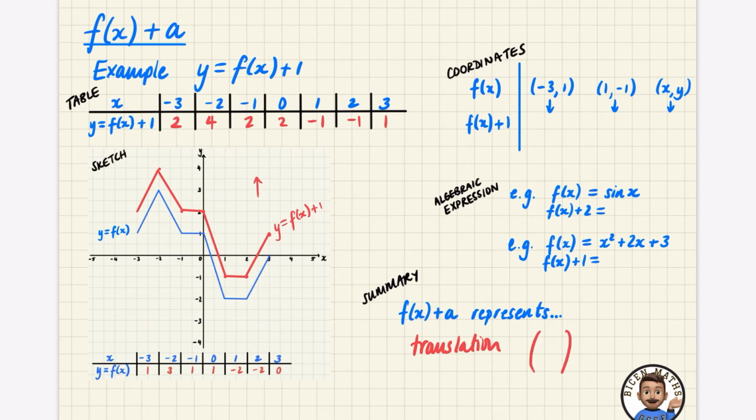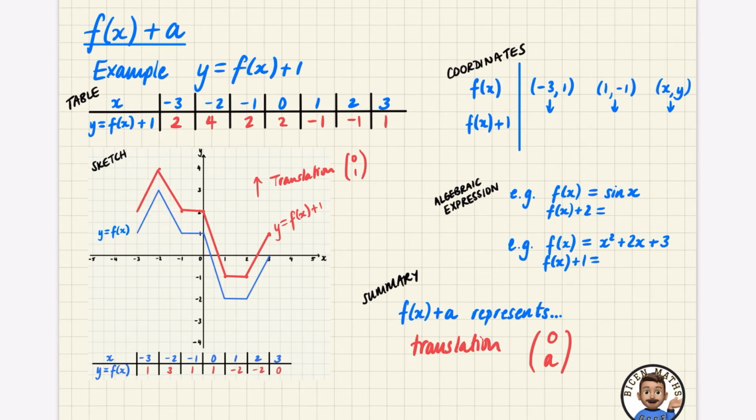Now with a vector, we can say that the top value is 0 because it's not going left or right, it's just moving a spaces upwards. So this one that we looked at over here moved 1 space upwards. We could say it's a translation, and it is a translation of (0, 1). Every single point on this graph has moved up 1 position.